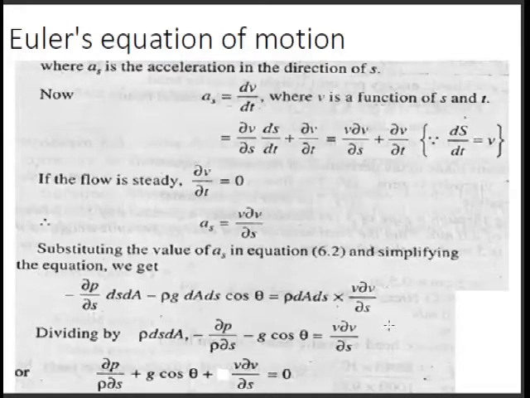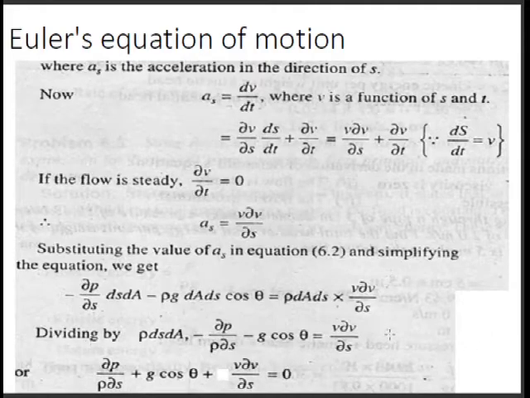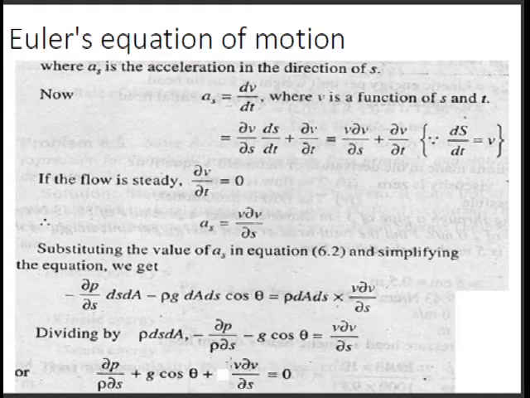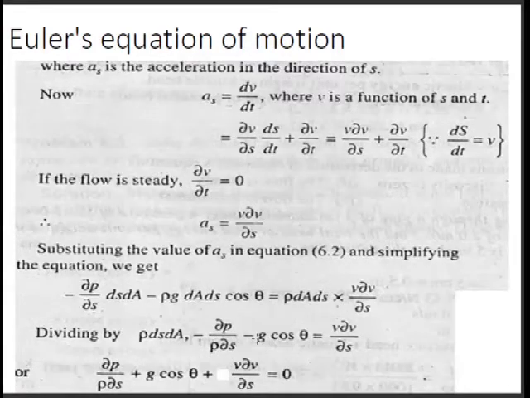In this equation you can see that rho into dA into ds is common in all the terms. So if we divide the above equation by rho into dA into ds, then the remaining terms will be minus dou p by rho into ds minus g cos theta is equal to v dv by ds.